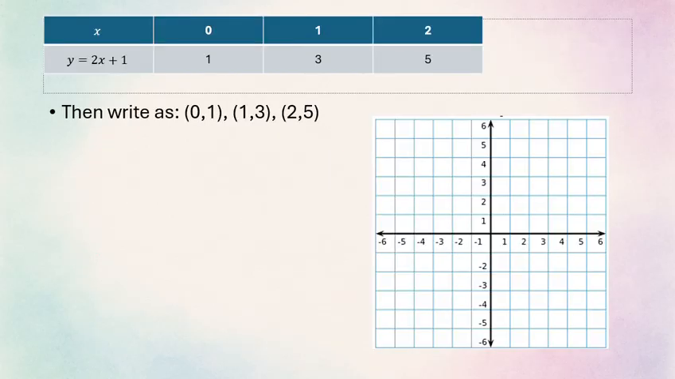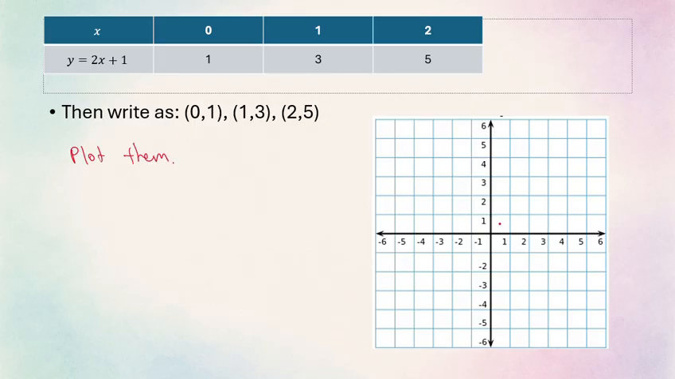Now, once you reach this stage, you should really transfer the info from your table of values and write it as coordinate form. So as you can see here, I've written my (0, 1), like that, (1, 3), and (2, 5). The final thing to do is just plot them. Okay? Plot them.